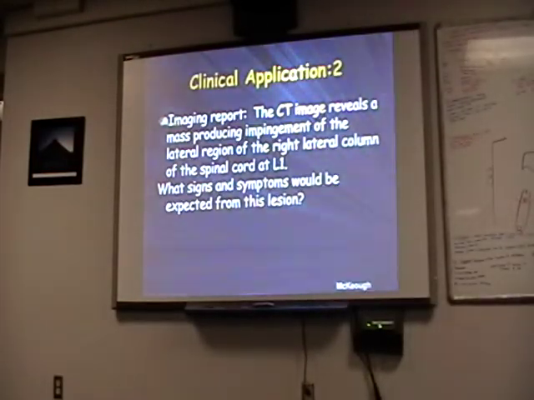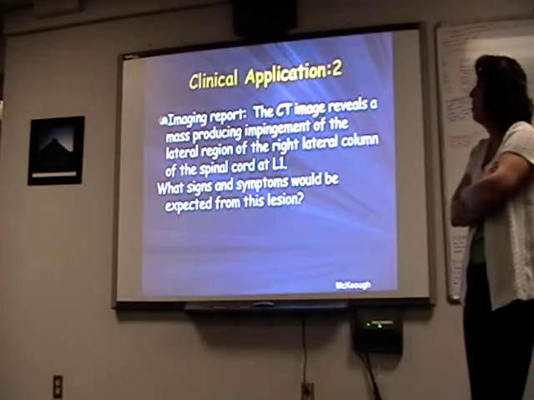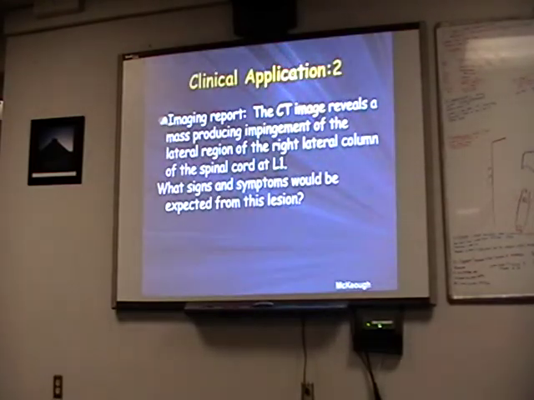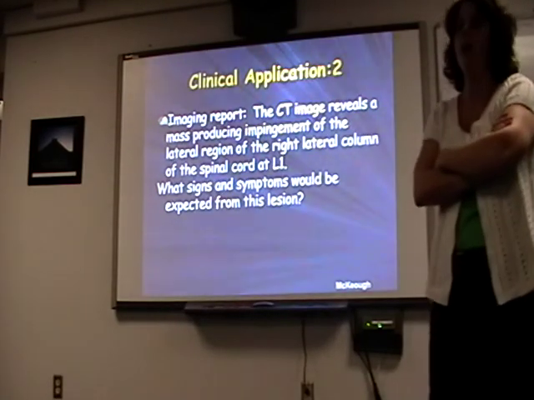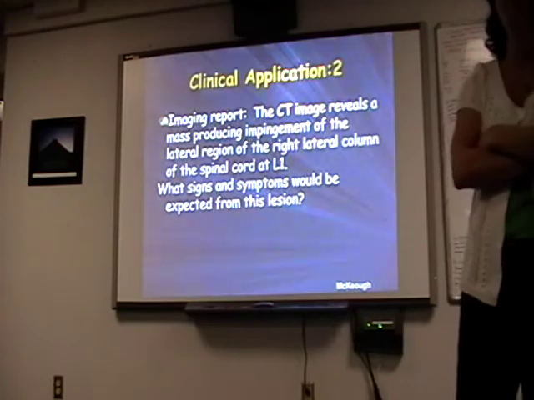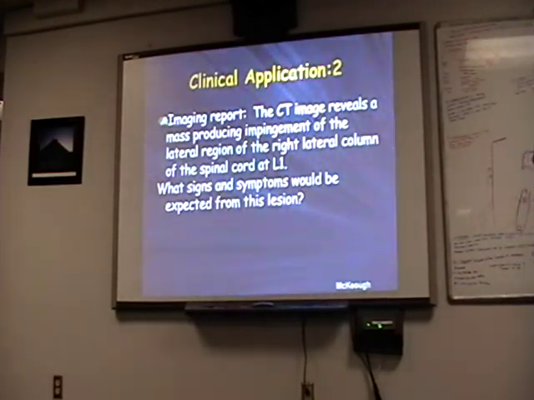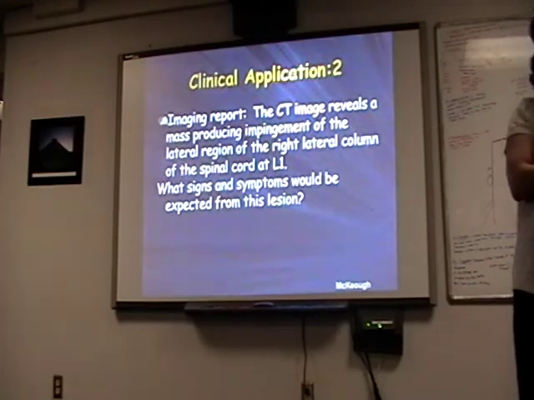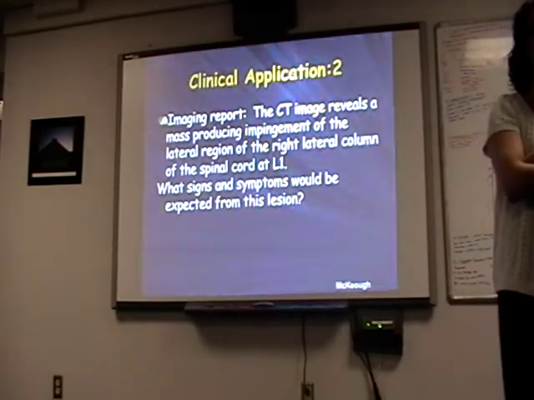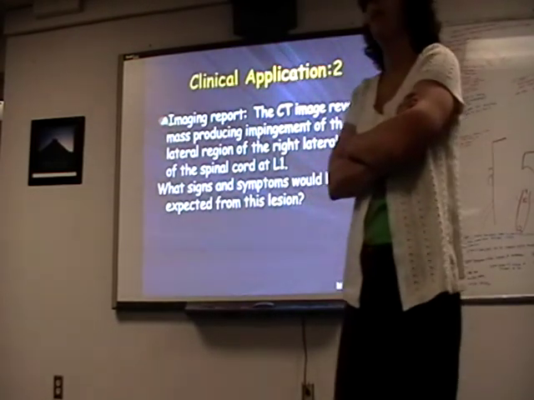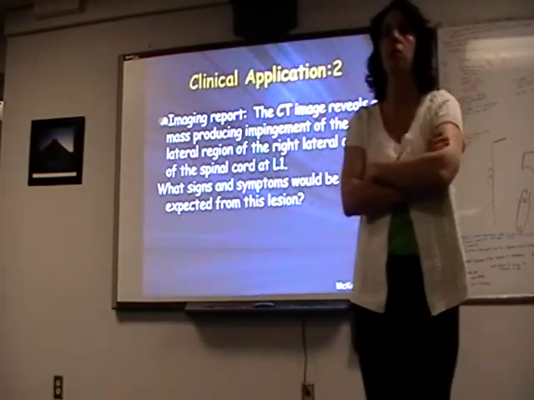Let's try one more and see what you guys can do. So now we're getting a CT image. We see a mass impinging the lateral region of the right lateral column of the spinal cord at L1. What would you see? So L1, right lateral spinal cord. Ipsilateral, who's saying, I hear ipsilateral a few times. Ipsilateral what, where? We're on the lateral cord. What's on the lateral?